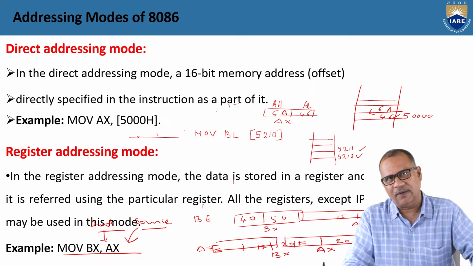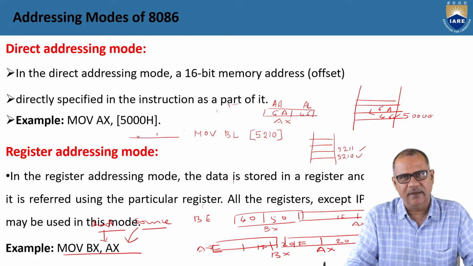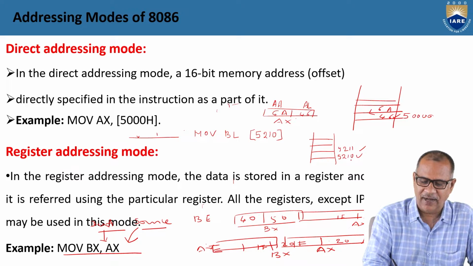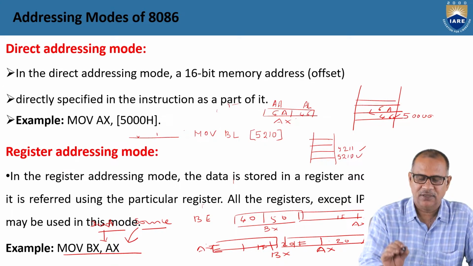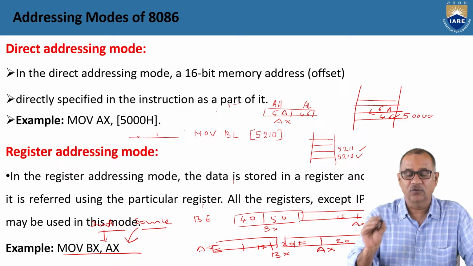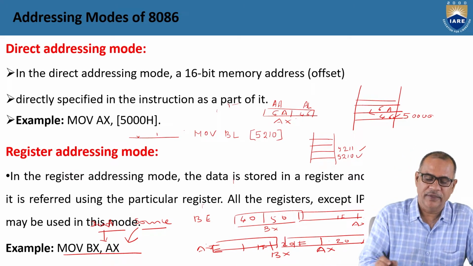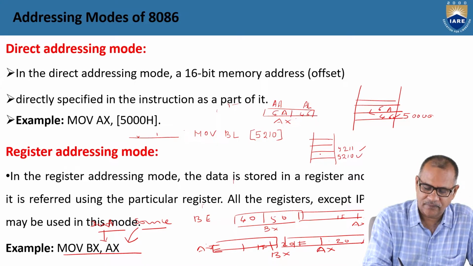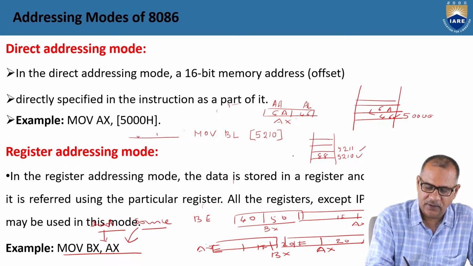You take the base address from the corresponding segment register and you add 0 to that, and to that you have to add this offset address. So now I am talking about only the offset address. The contents of the memory location whose offset address is 5210 is transferred to the BL register. So this is 88. So 88 is transferred to the BL register.